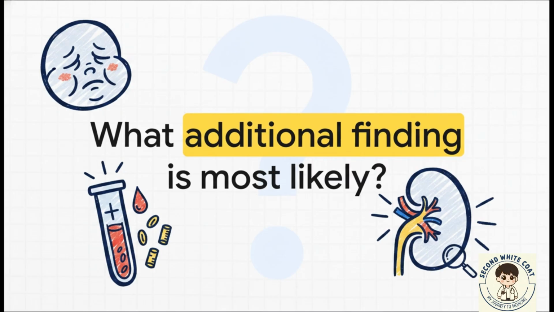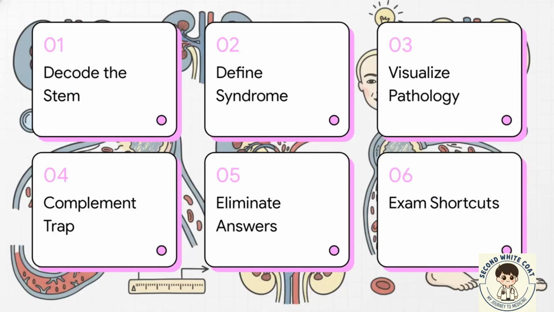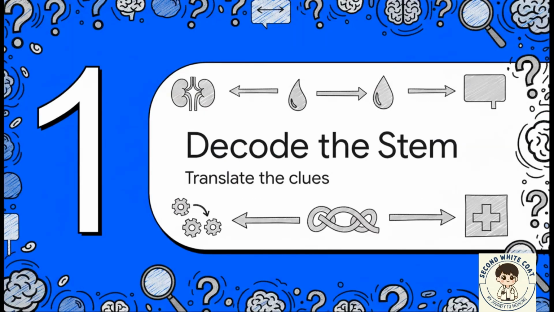But before we even look at the choices, let's build our strategy. To crack this case, we'll use a foolproof 6-step roadmap: decoding the question stem, defining the syndrome, visualizing the pathology, the complement pathway trap, eliminating wrong answers, and finally, exam day shortcuts. Let's jump right in.